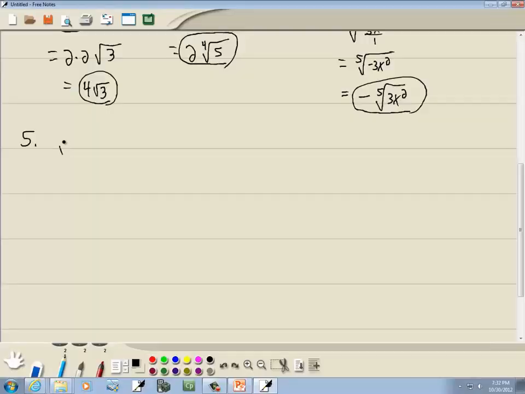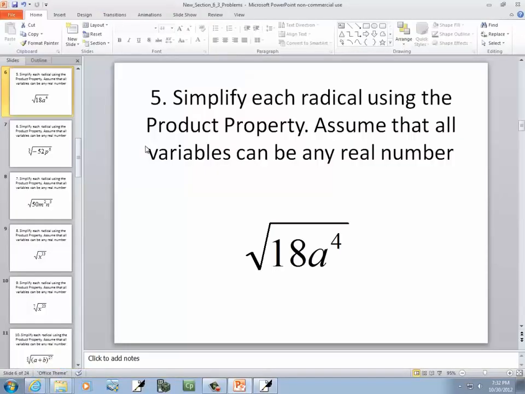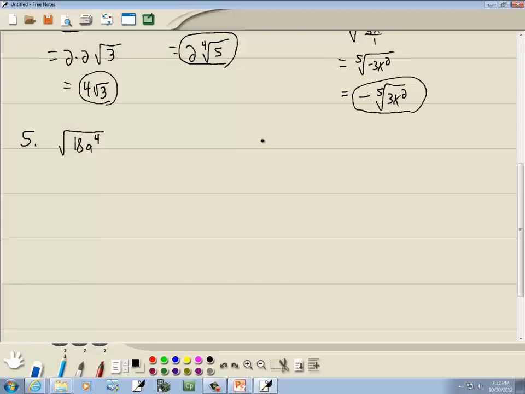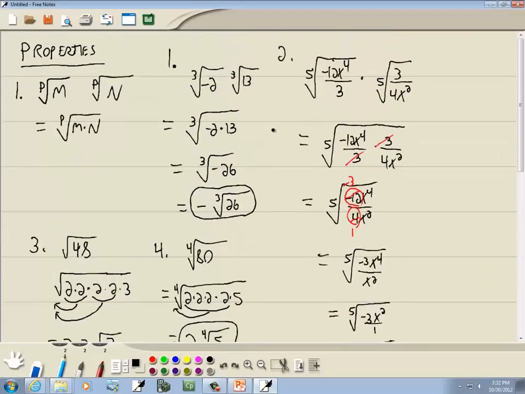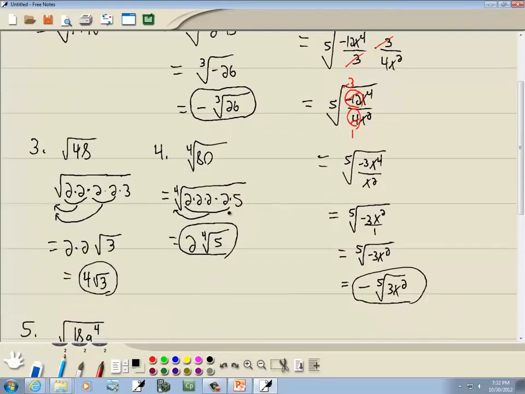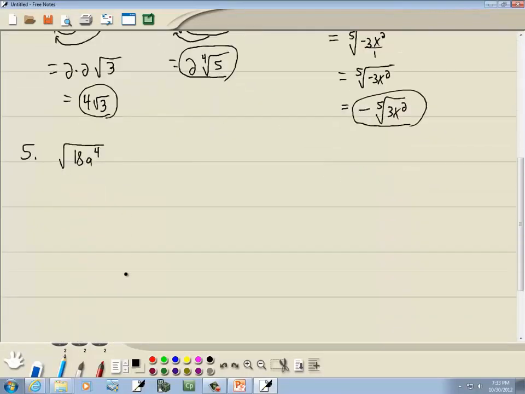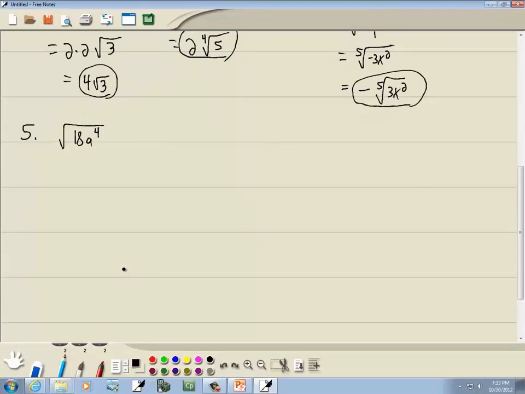Here we got square root of 18a to the fourth. Now, up to now, in these examples, nothing's come out of the radical except for a negative. Nothing here but negative. Here's a 2, here's a 4. This one we're going to bring something out. And we'll talk more about that.